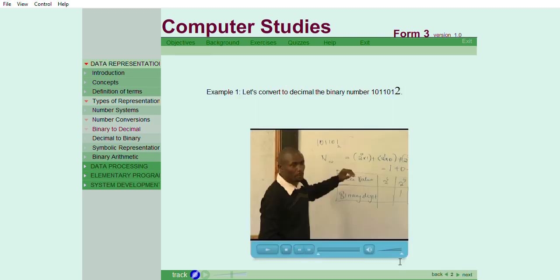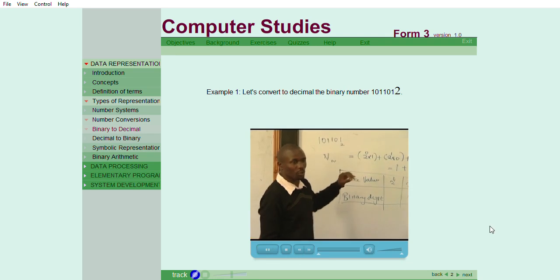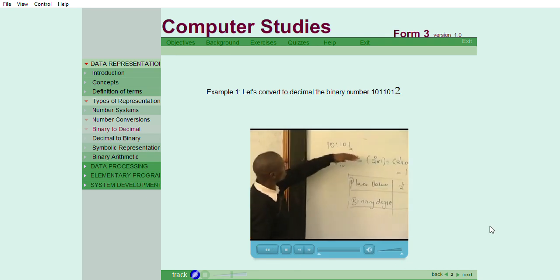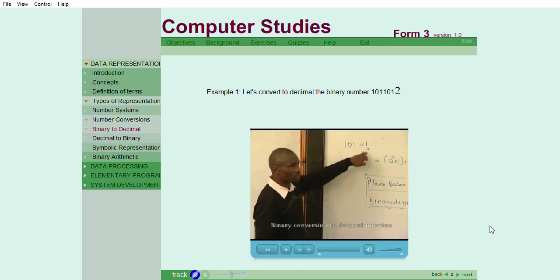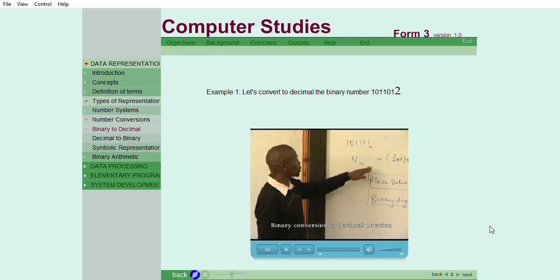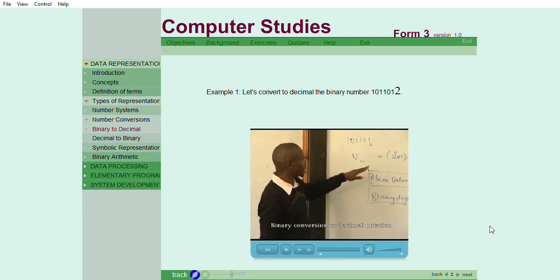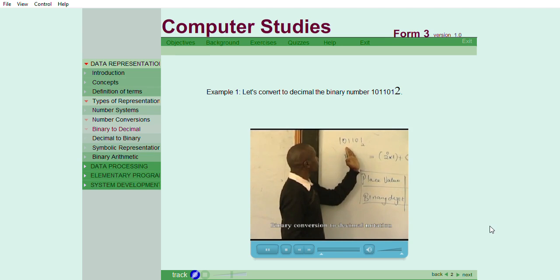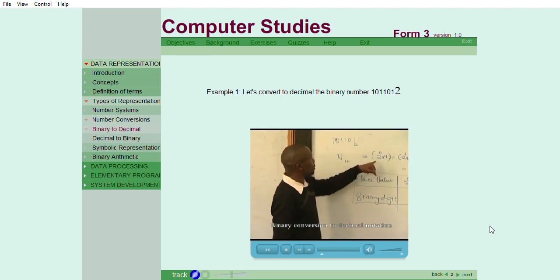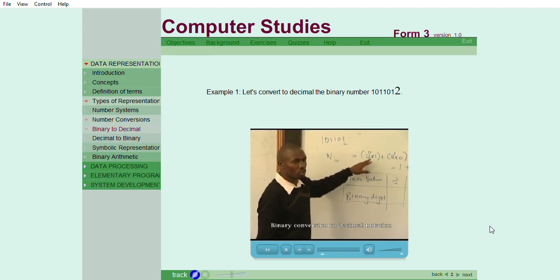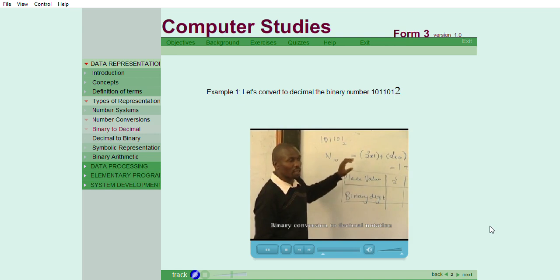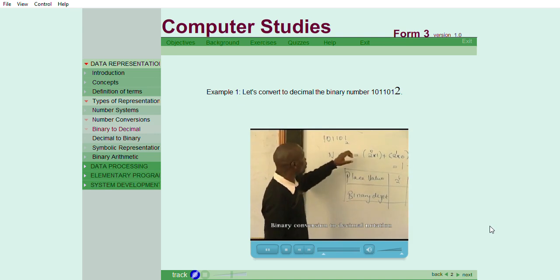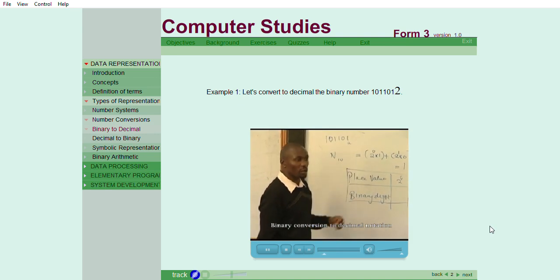Let's convert to decimal the binary number 101101 to base 2. Binary conversion to decimal. This is binary, it is in this form of base 2. We want to convert it to decimal, which is base 10. Our method is to multiply the binary values by the place values of the digit.